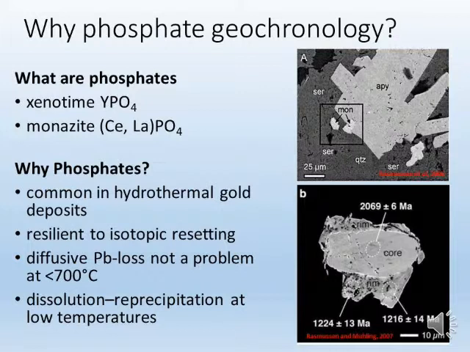They're useful because they're resistant to isotopic resetting over a range of temperatures and pressures, and we don't get diffusive lead loss at temperatures less than about 700 degrees, which for gold deposits is usually what we're sitting in. Whereas at these low temperatures, we get dissolution and reprecipitation, and we get preservation of core zones and also overgrowths of younger rims. So we can date more than one event within the individual crystals.